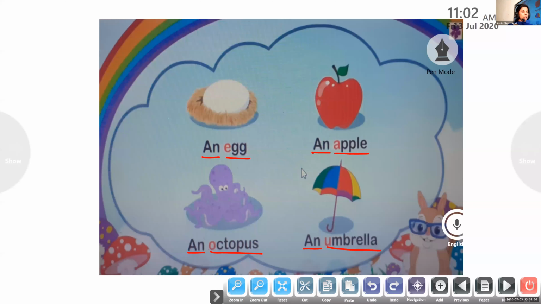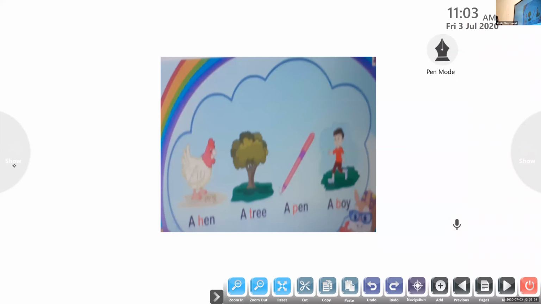Is that clear? So we use an before a word that begins with a vowel or a vowel sound. Is that clear to everyone? Everybody understood? Ma'am is repeating it once more: if a word begins with a vowel or a vowel sound, we use an before the word. Okay, clear? Now we'll move on to the next slide.